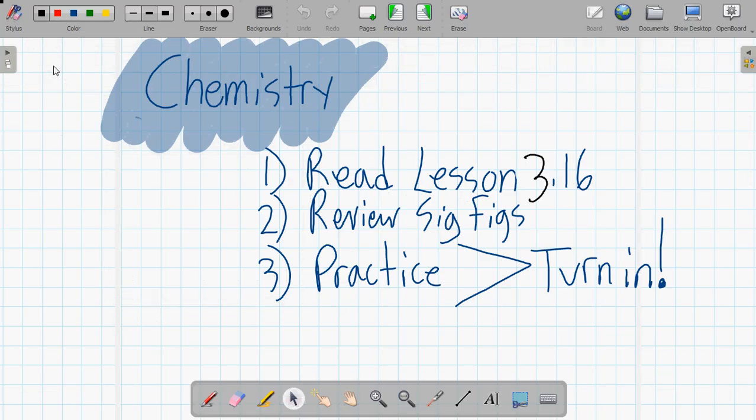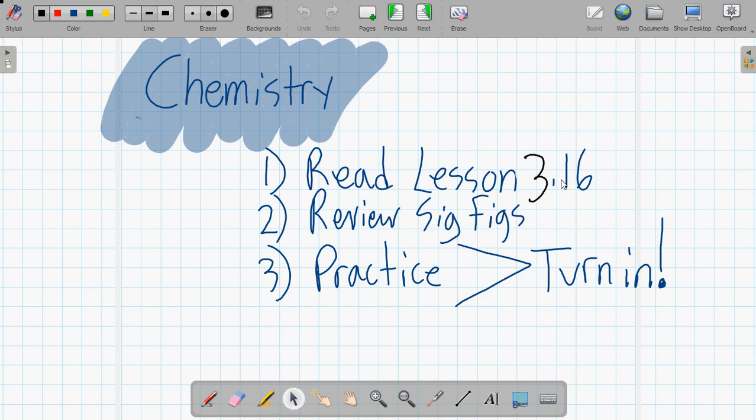Alright, so these are what we did in chemistry class today. So the first thing you need to do is make sure you have read lesson 3.16. Now you should have already read this because I told you like 2 weeks ago to make sure you've read all of chapter 3. So you might just need to give it a refresher. If you haven't read it at all, you need to.